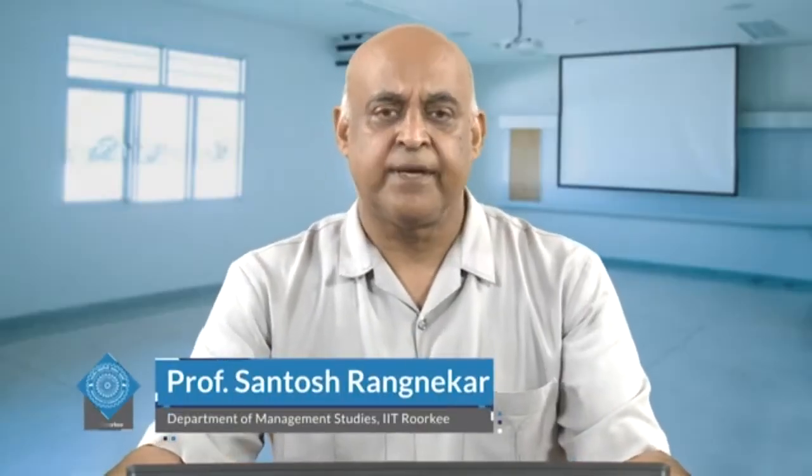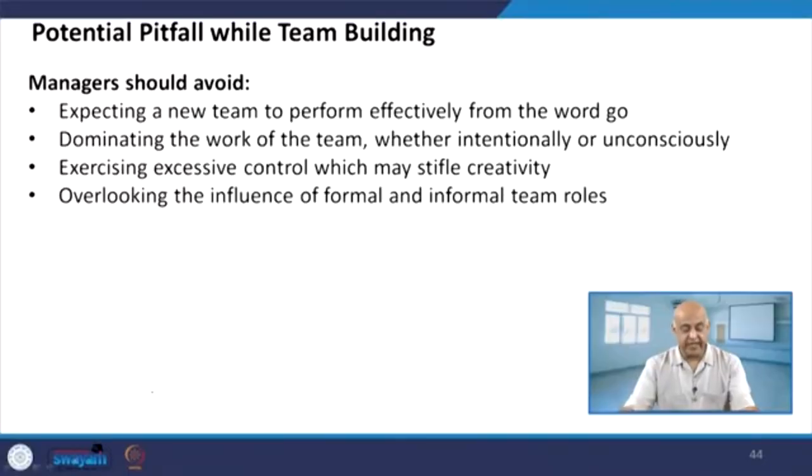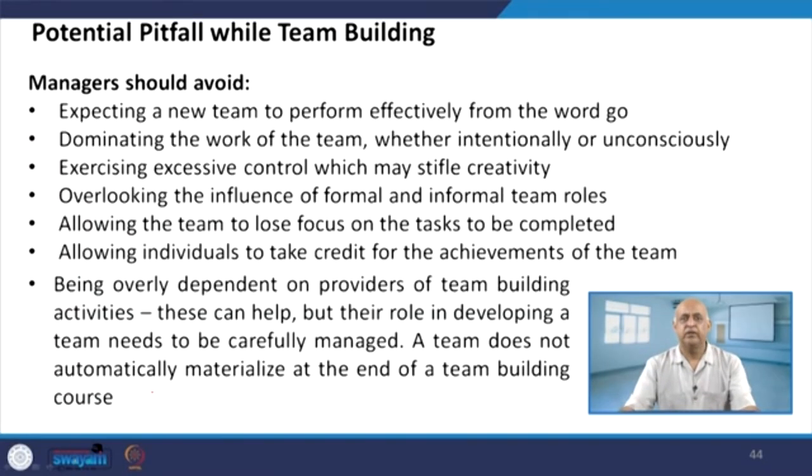Overlooking the influence of formal and informal team roles. Every team is performing certain formal jobs which have been assigned. But simultaneously there are informal roles also. For example, supporting each other. If somebody is in a problem and somebody else is doing his job, that is informal. So in that case the manager should not overlook this type of formal and informal roles.